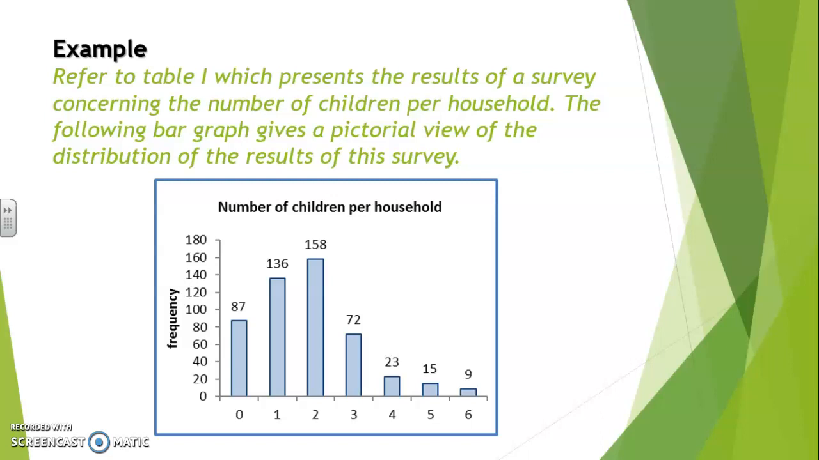Now, an improvement could still be made to this graph by using relative frequency rather than frequency itself. Like a percentage is always easier to interpret. Yes, there are 158 households with 2 children, but what does that mean proportionally to the sample size? It's harder to interpret.